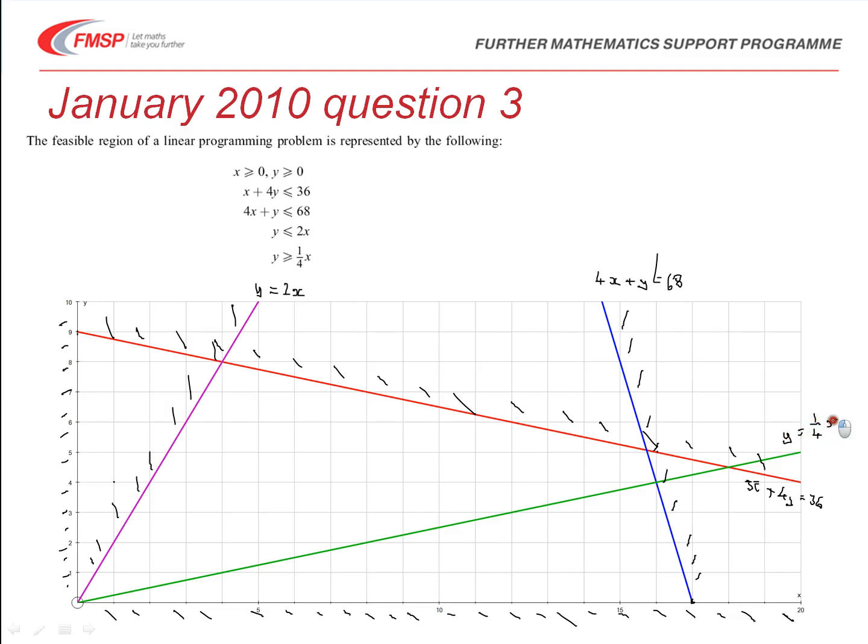And again, it's quite simple, just take a point. So if x is 2 and y is 0, is that the right side or the wrong side? Well, if x is 2 and y is 0, y is not bigger than 1/4 x, so that's the wrong side, so this is the right side, so we shade out the wrong side.